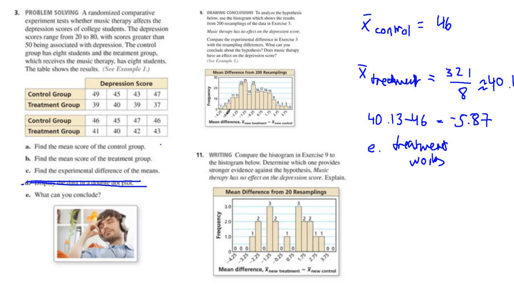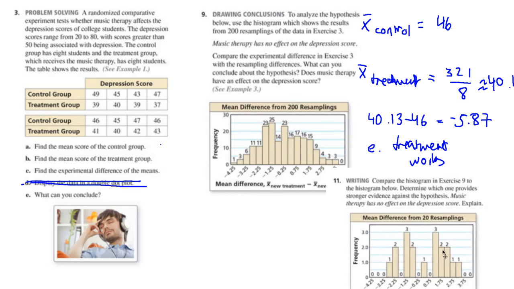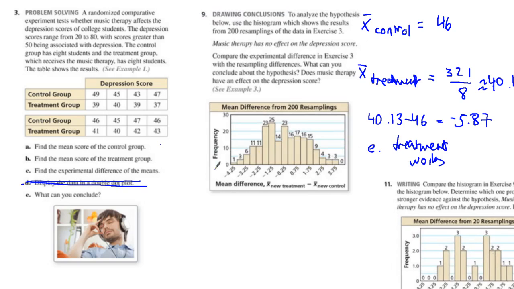Our minus 5.87 doesn't even show in this graph. As you can see in this graph, right here, our minus 5.87 is right here. It doesn't even show in this graph. Actually most of the data points are to the left of the mean difference, and some data points are to the right.